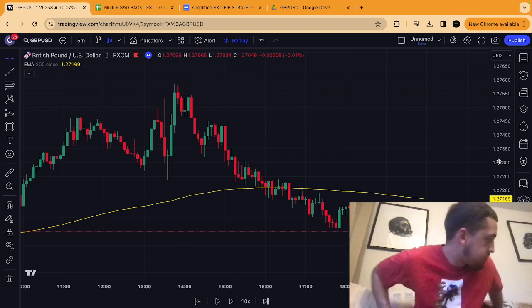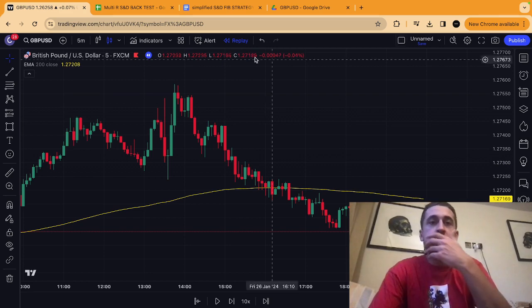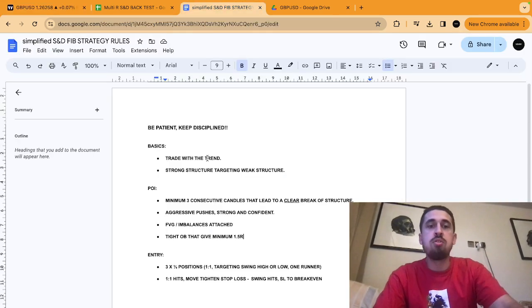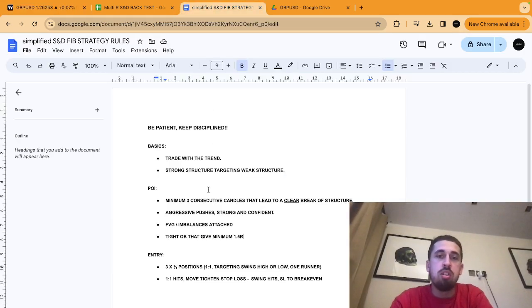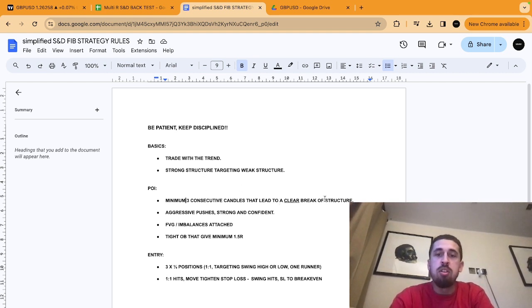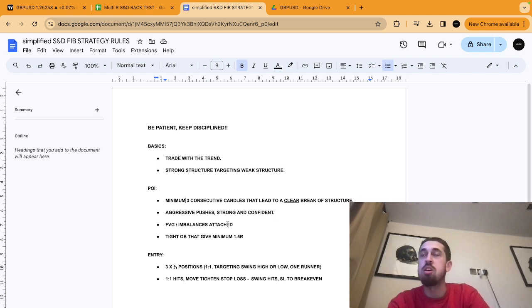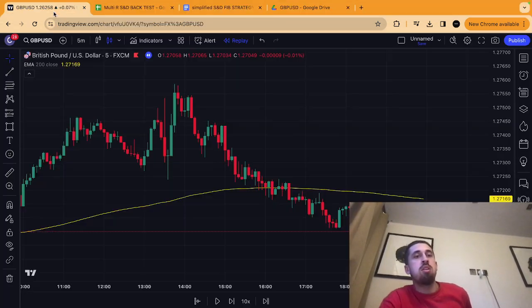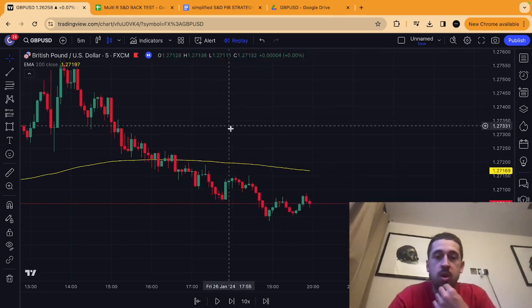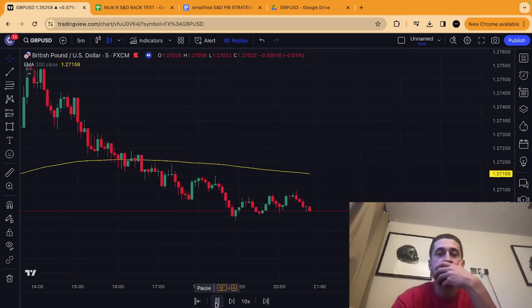So, here's my simplified rules. Trade with the trend, strong structure, targeting weak structure, 3 candles that lead to a clear break. We want to see aggressive, strong and confident pushes. We want to see an imbalance attached, and we want to see a nice, good risk to reward. So let's just fast forward here.